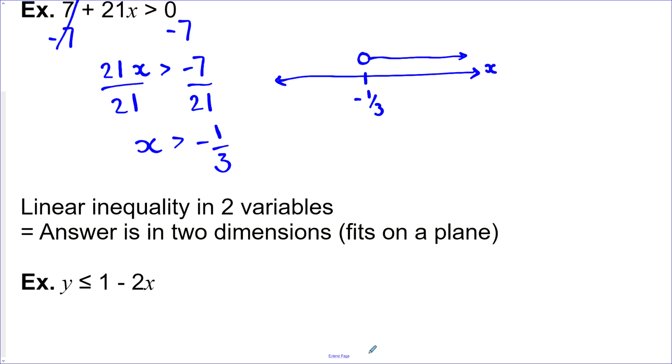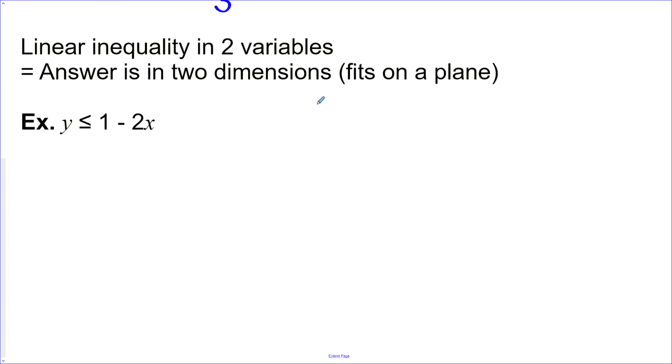Next one, linear inequality in 2 variables. This is going to fit on a plane or a graph because it has 2 dimensions to it. This inequality here is the solution. y is less than or equal to 1 minus 2x. So algebraically, there we go.